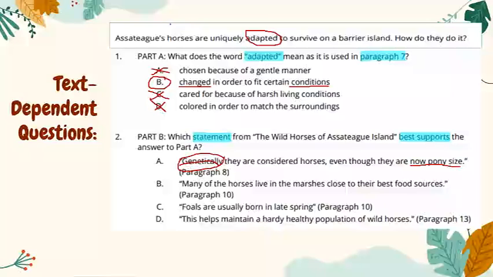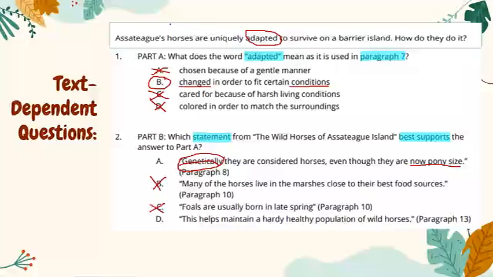B, many of the horses live in the marshes close to their best food sources. All right, well, that's smart. They're going to their food source, but that doesn't mean adaptation. C, foals are usually born in late spring. All right, well, that's pretty typical, so that's not adaptation.